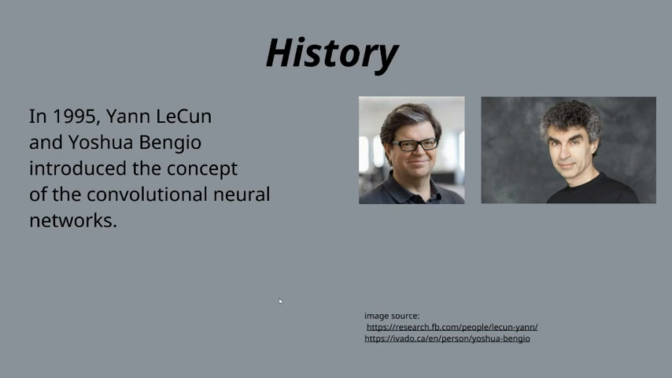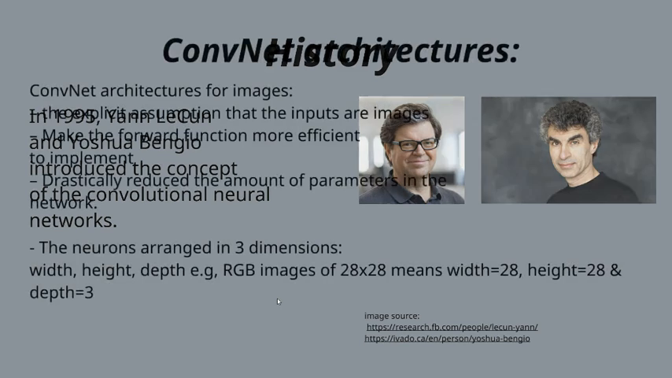Now let's talk about who introduced these types of networks. In 1995, Yoshua Bengio and Professor Yann LeCun, these legendary guys, introduced convolution neural networks. You guys might have heard of the MNIST handwritten images recognition dataset that was also curated by Professor Yann LeCun.